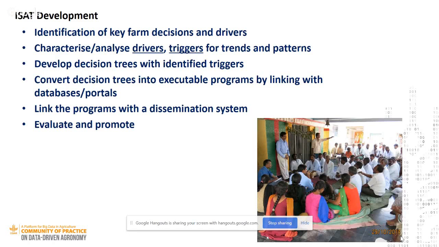Based on some deep analytics of that historical data, we tried to characterize the drivers, triggers and trends, etc. We did a lot of deep analytics to identify various trigger points. We also did extensive farmer group discussions, combined and synthesized all these different data, and built what are called decision trees. Can you go to the next slide, Srikanth?